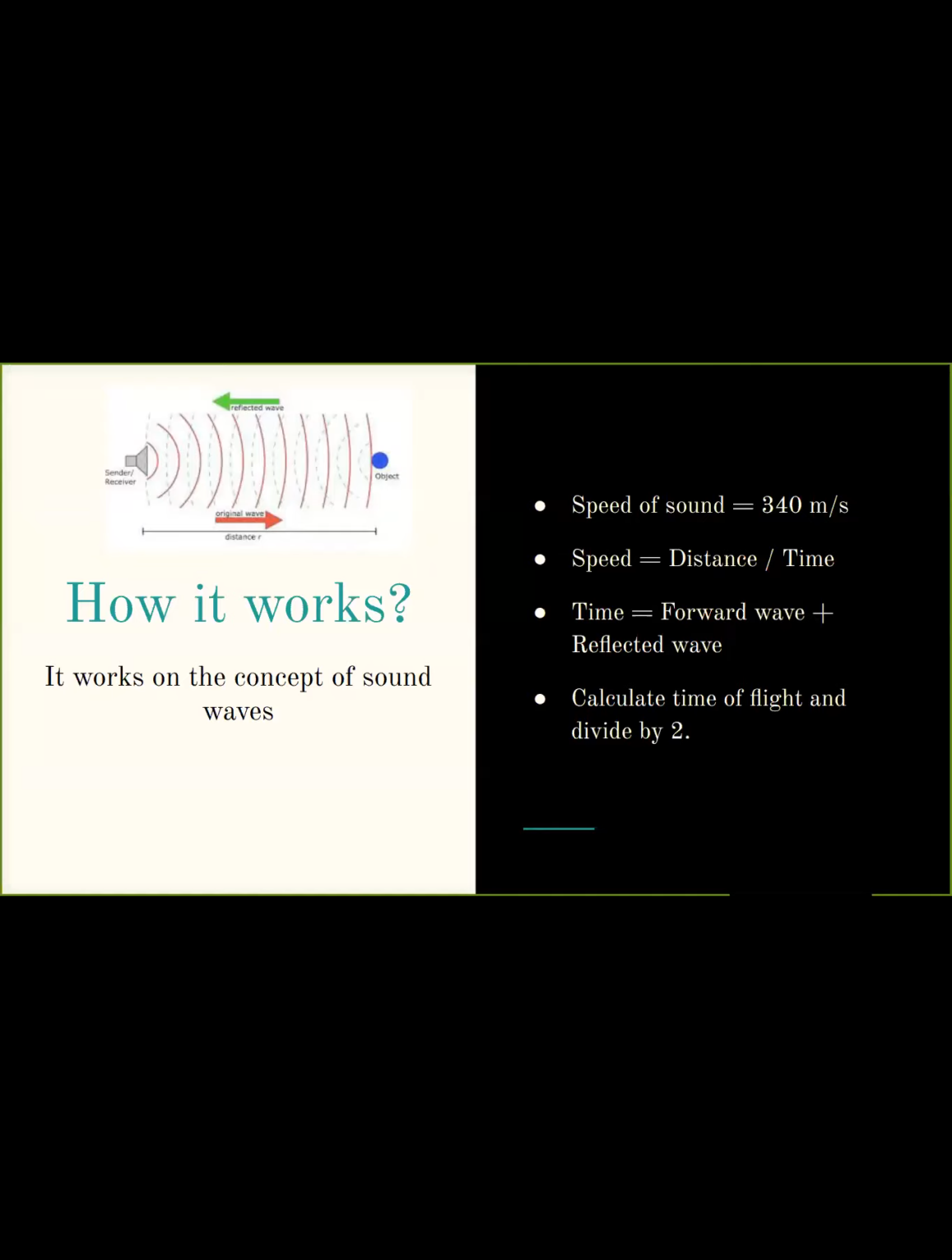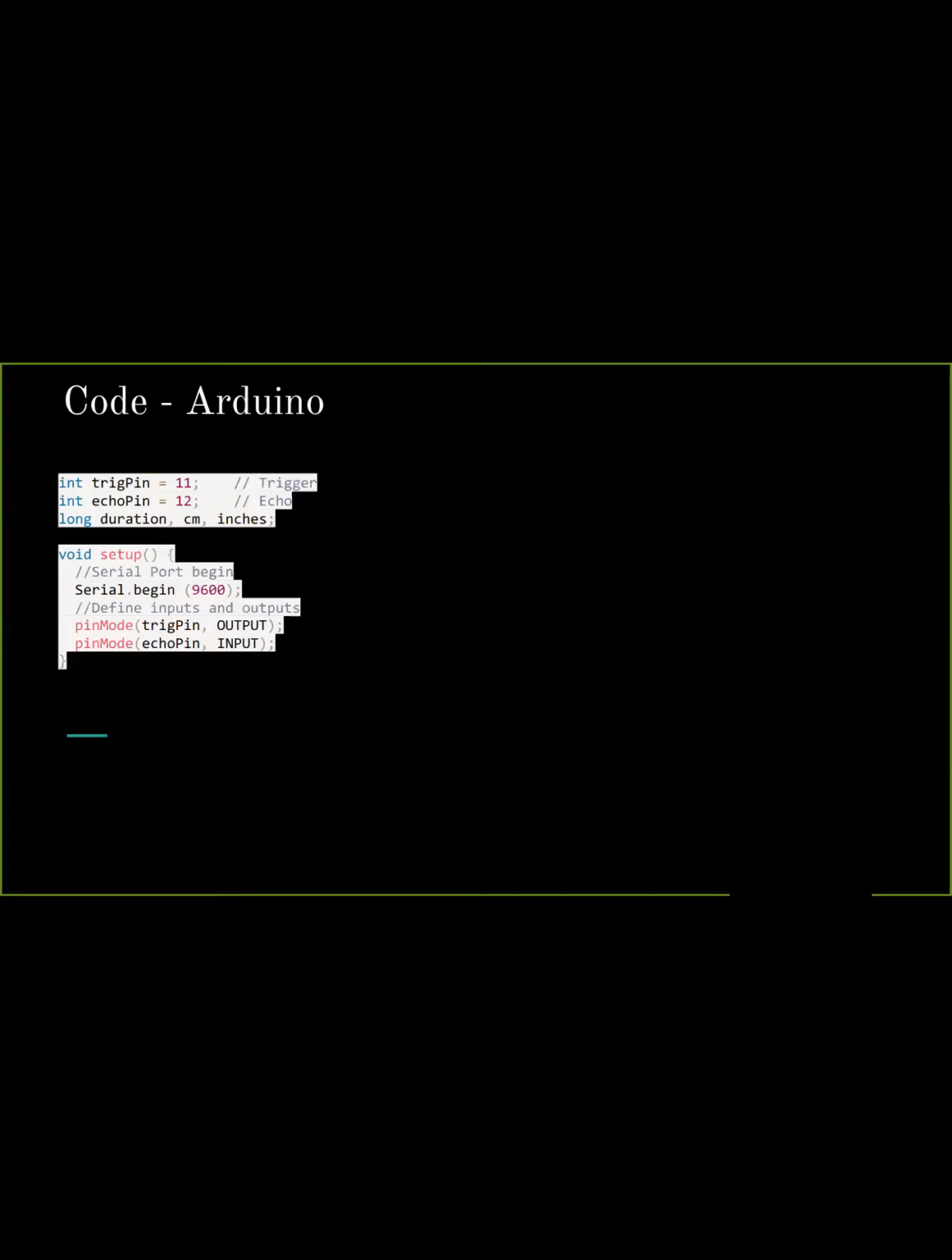Okay, so in order to do that, we'll first have to code something on our Arduino. Now the code is like, I will implement whatever we have discussed about speed, distance, and time in terms of my Arduino code. So first I'll have to declare my trigger pin and my echo pin. Can you please open up your Arduino and do the typing with me?